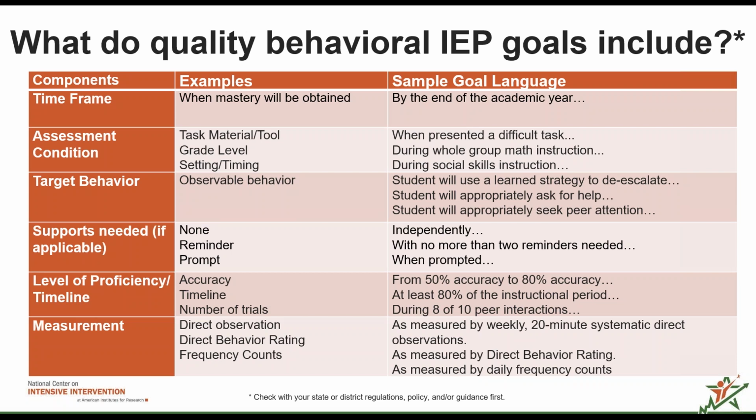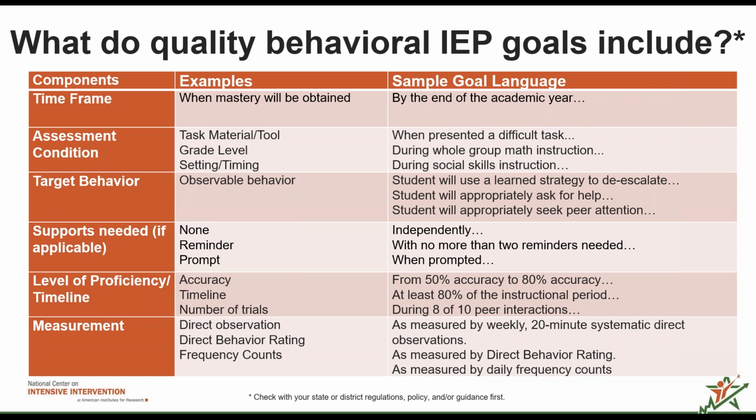But generally speaking, what we want to be seeing in our IEP goals is we have to have the time frame, the assessment condition, whatever that target behavior is that we are focused on, the supports needed, and the level of proficiency or timeline, and then how we're going to measure it. And so this is actually a table that is pulled directly out of the guide that's included as a handout, so you don't have to feel like you have to rush down and take a picture of the slide or jot down all of the information. You can access this same chart just by going to that guide that's already developed.